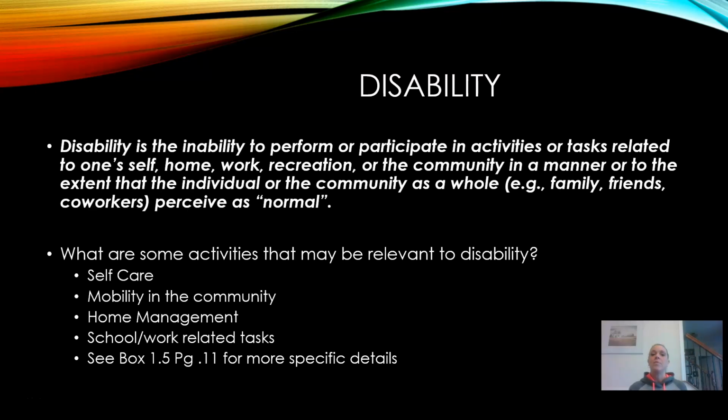And then finally, disability. Again, the inability to perform or participate in activities or tasks related to oneself, home, work, recreation, or the community in a way that the person perceives as normal. So again, things like self-care, getting around the community, home management, work, school, whatever it is. And again, you can look in the book if you want to see some more examples of that. But again, this is kind of the most severe level of involvement.